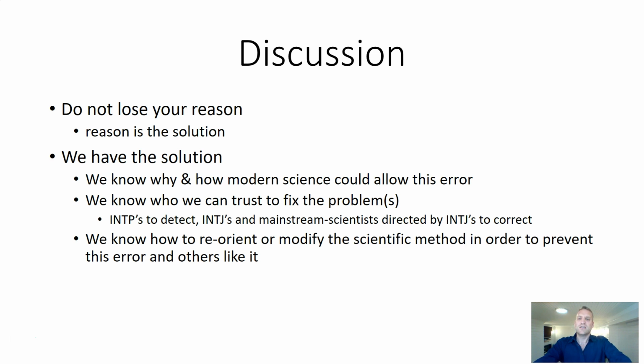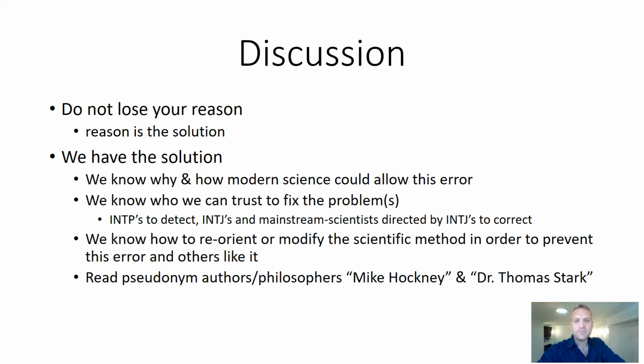Anyway, so we know how to reorient or modify the scientific method in order to prevent this error and others like it. We know how to do it now. We know what the error was. We know how to reorient science. If you want to know too, you should read the pseudonym authors and philosophers Mike Hockney and Dr. Thomas Stark. Just look them up.